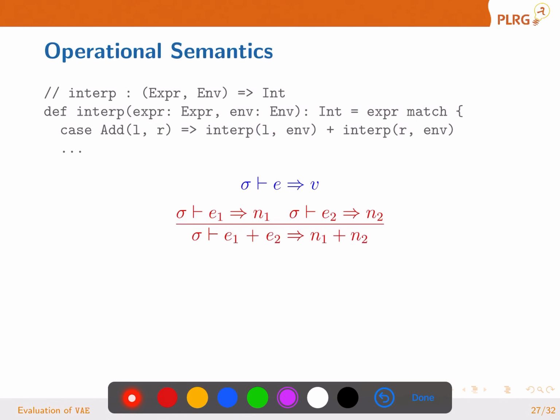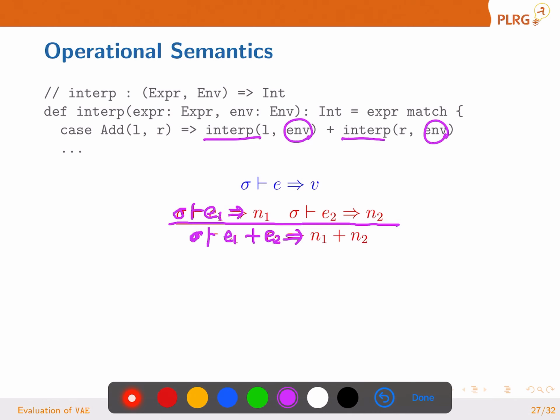Just the same. Under whatever environment is given, we are going to evaluate E1 plus E2. What's the value? In order to know the value of E1 plus E2, we need to evaluate E1 and E2. And yes, it's a recursive call. And you use the same environment, sigma. Under the same environment, sigma, what's the value of E1?